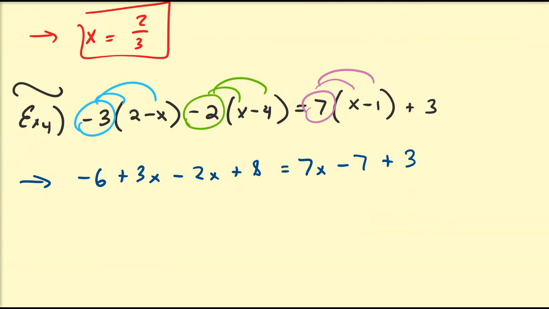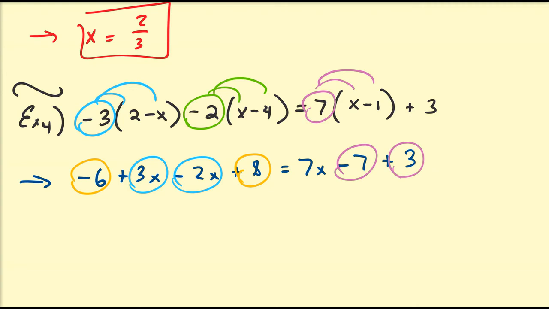Now I'm going to combine like terms everywhere I can. So I have an x term there, an x term there, a constant term there, a constant term there, and I have a constant term on the right as well that I can combine. So once I do that, I'm going to get what? 3x minus 2x is going to give us positive x. Negative 6 plus 8 is going to give us positive 2. And on the right hand side I have 7x, and negative 7 plus 3 is going to be minus 4.